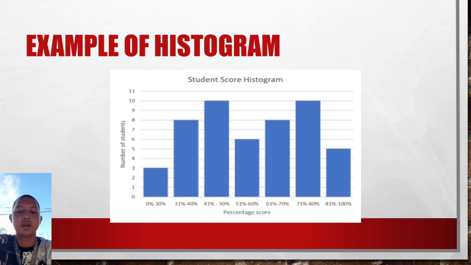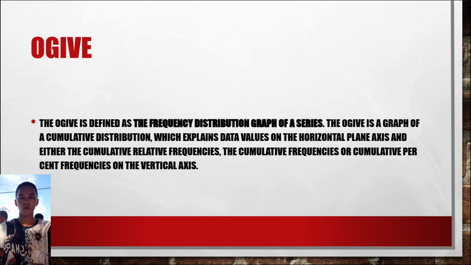So a histogram is also an example of data gathering, and it almost looks like a bar graph, but the difference is the two range groups. For example, the first range is the number of students and the second range is the percentage score. Ogive.